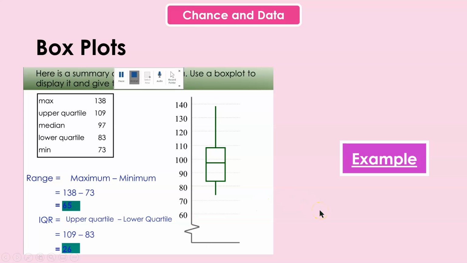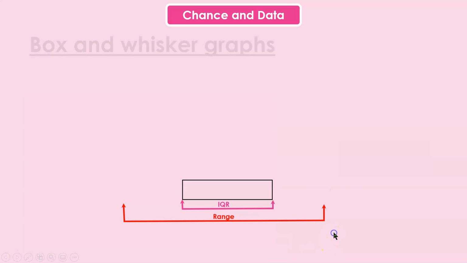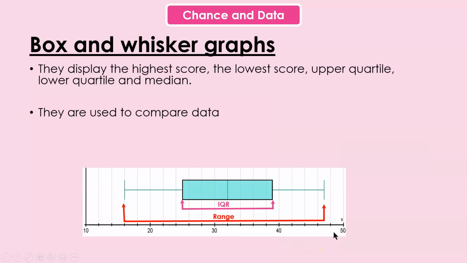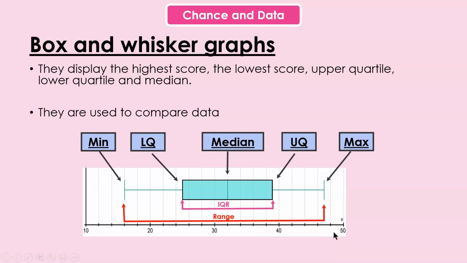So that's a box and whisker. It can be horizontal or it can be vertical, which I will show you in the next slide. And we use them to compare data. The big thing that you'll see in this diagram slightly different is that in the whiskers I've put a line for the maximum and minimum. There's no set rule for that.